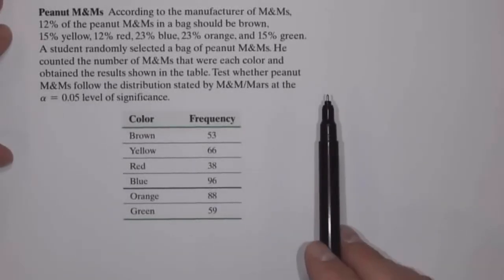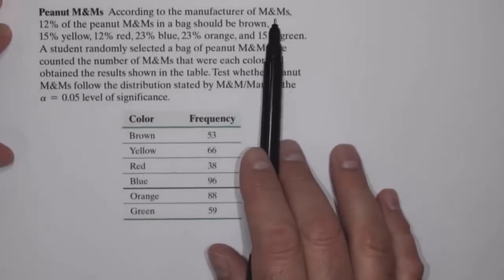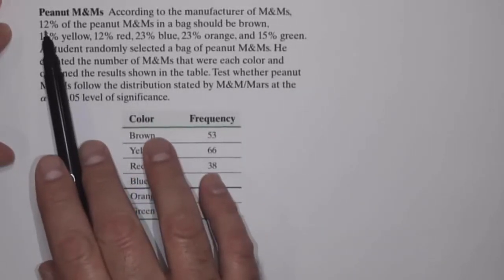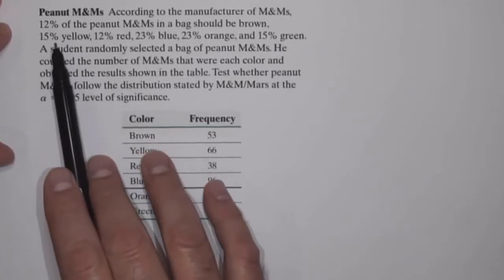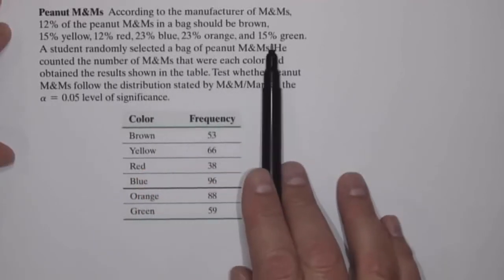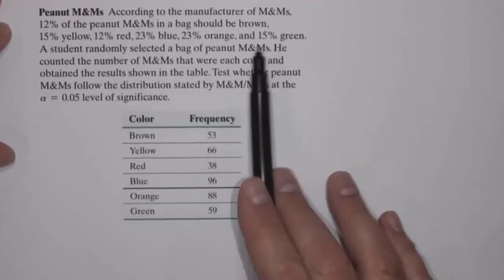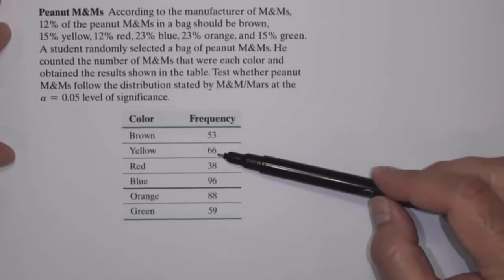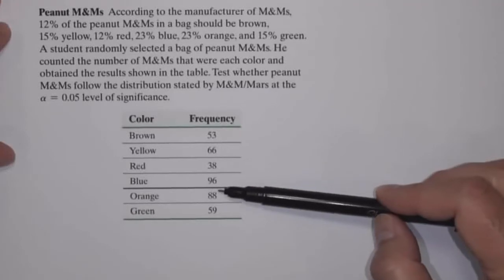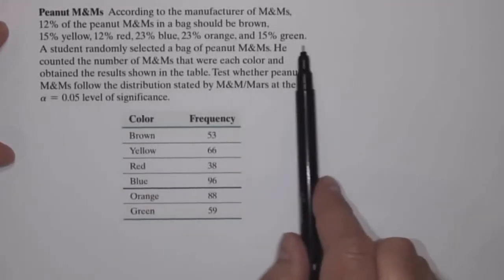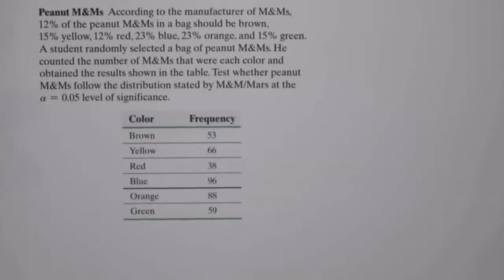So again, what's going on here? Well, according to the manufacturer of M&Ms, which is M&M Mars, they're saying that peanut M&Ms should be 12% brown, 15% yellow, 12% red, 23% blue, 23% orange, and 15% green. This student got 53 brown, 66 yellow, 38 red, and so on. And so we're supposed to determine, is this distribution of colors stated by M&M Mars accurate or not?